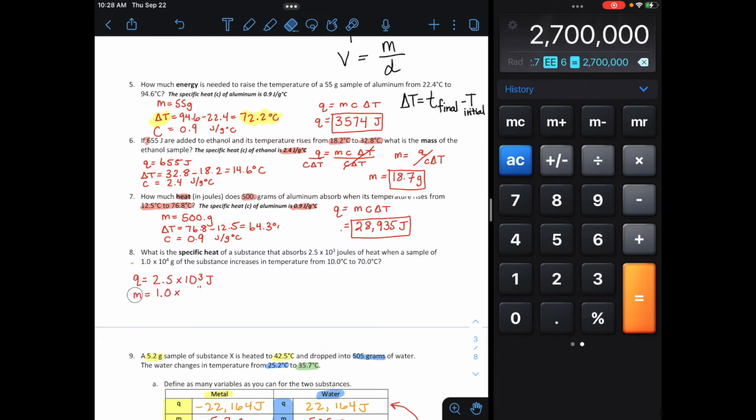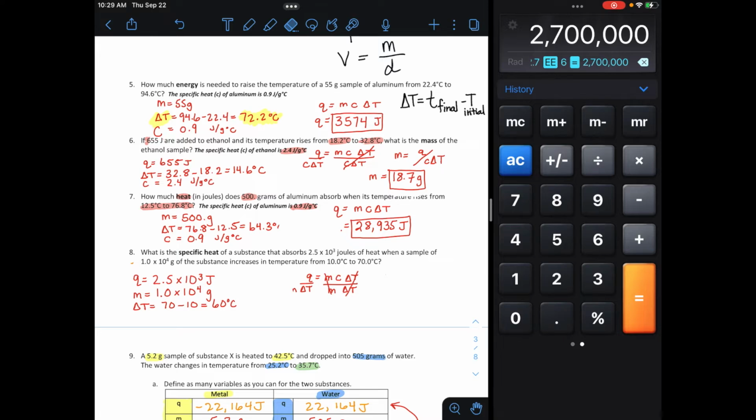So when I do Q equals MC delta T in this case, the first thing I do is I start out again with my givens. 2.5 times 10 to the third joules. That's joules of heat, Q. It gives me the substance in grams. And then the temperature is 60 degrees Celsius. I need to rearrange my equation. Q equals MC delta T. So I need to get C again by itself.